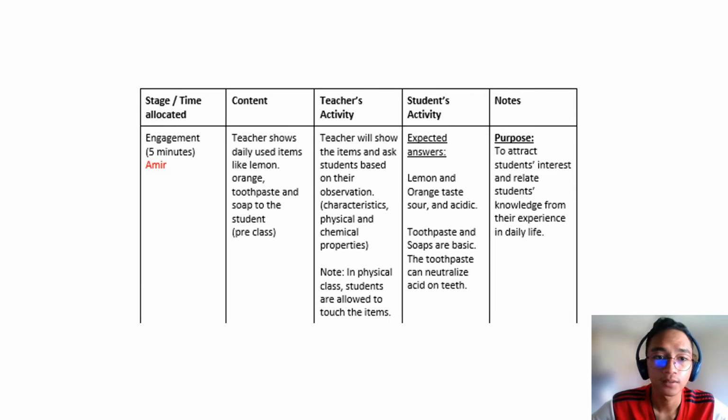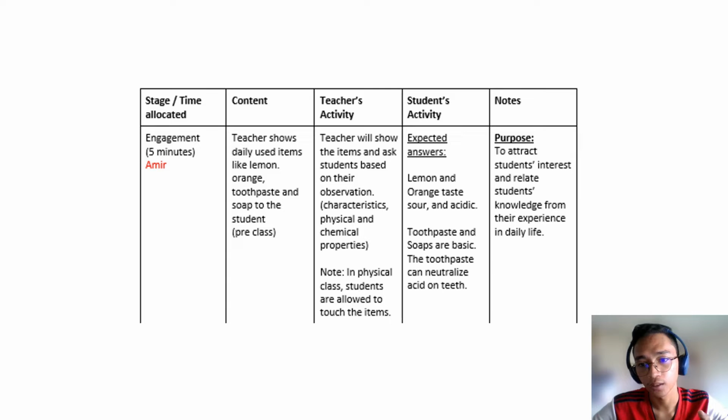Alright, so the first one is the engagement. We use the 5E model. So engagement is just about 5 minutes. The content is that the teacher shows daily use items like lemon, orange, toothpaste, and soap to the students. This is the pre-class. Maybe we're going to show them in the WhatsApp group, or before we go to the next activity. So what the teacher will do is show the items and ask the students based on the observation in characteristic, physical, and chemical properties.